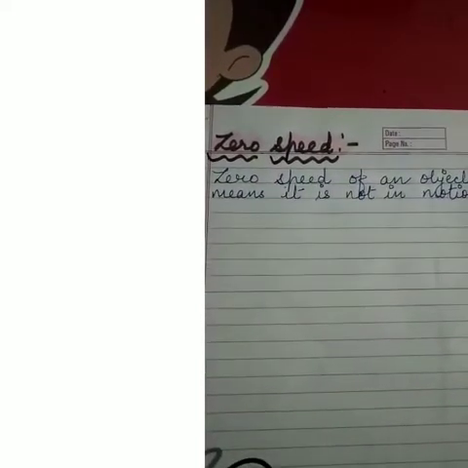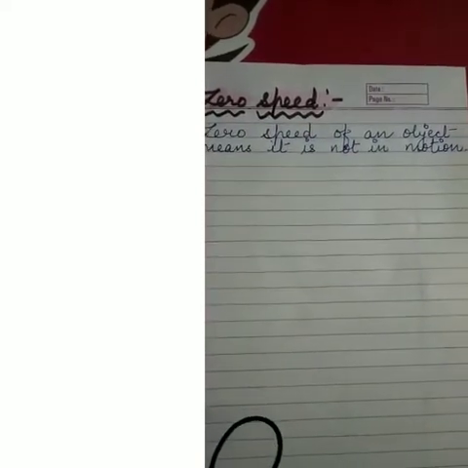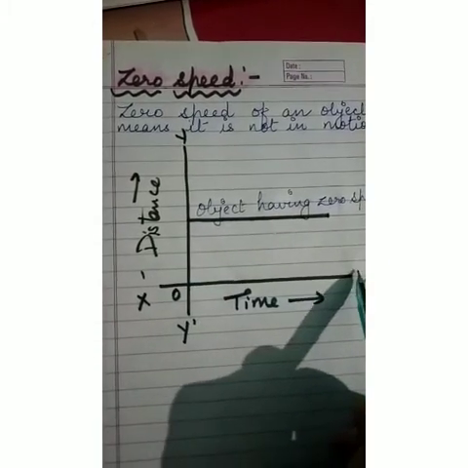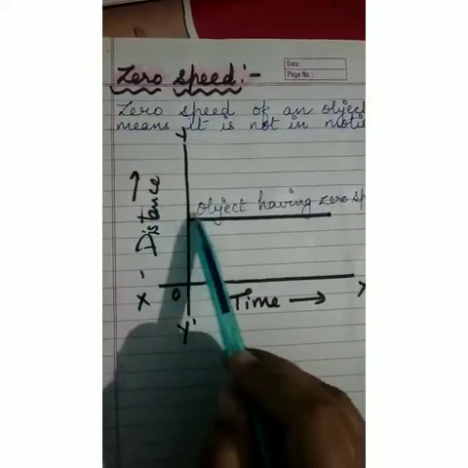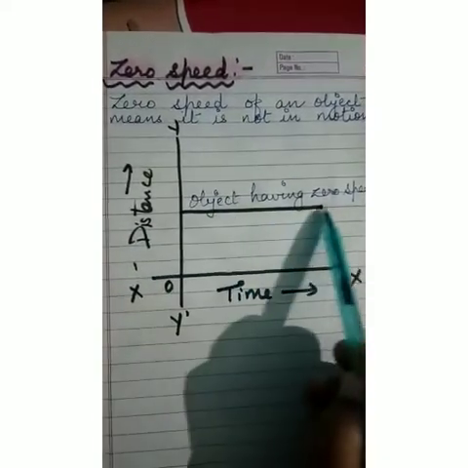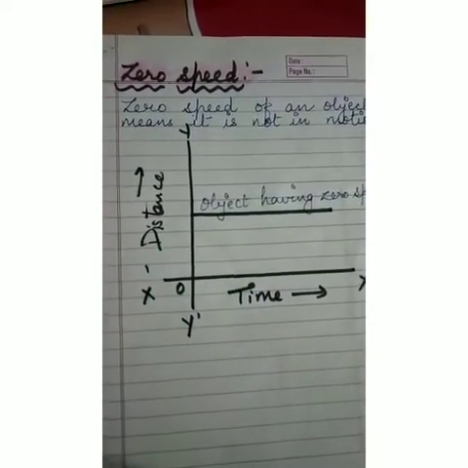Now, another important thing, what is zero speed? Zero speed means if an object is not in motion, it's said to be at zero speed. That's it. And in zero speed, the object will not be in motion. This is the graph corresponding to zero speed. Here time is going on, but distance is not changing. Distance is the same, so we are getting a straight line. So this is the graph of an object having zero speed, that means an object not in motion. It's at rest. Time goes on, but the distance remains unchanged.